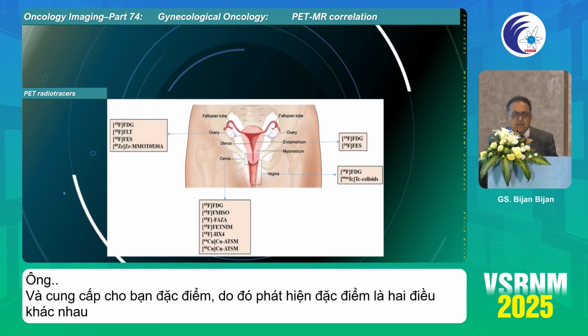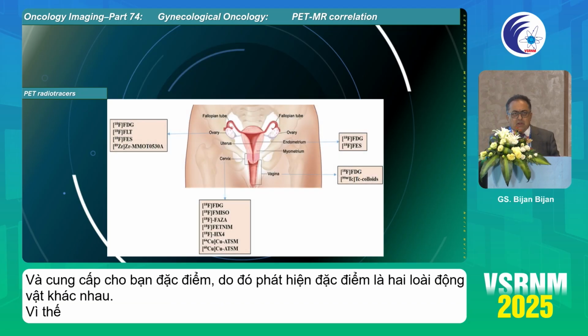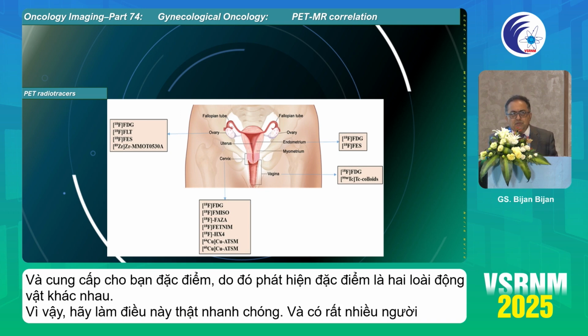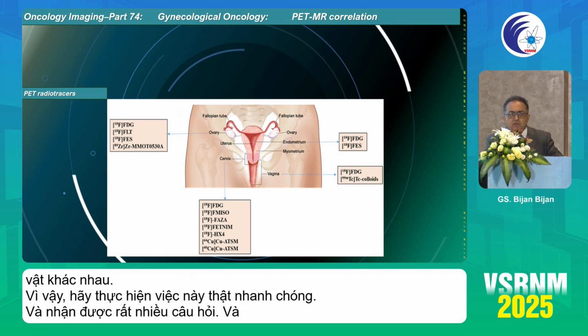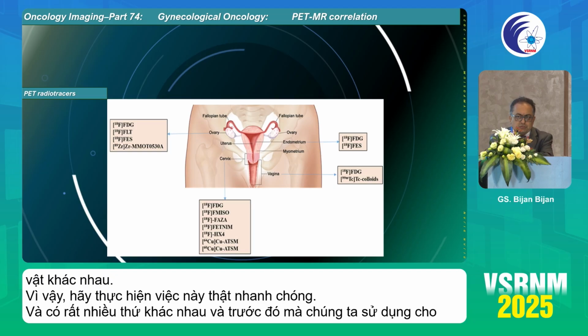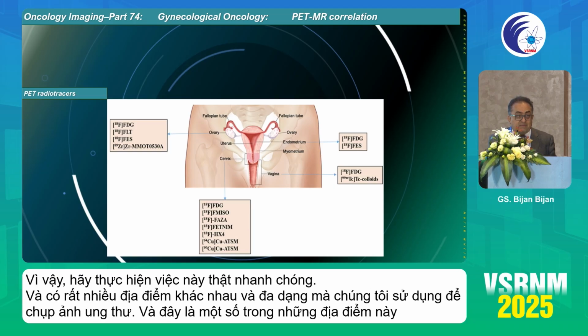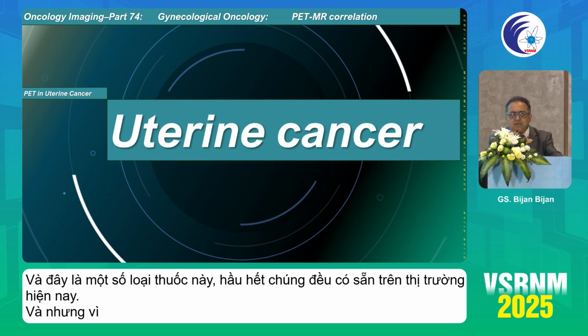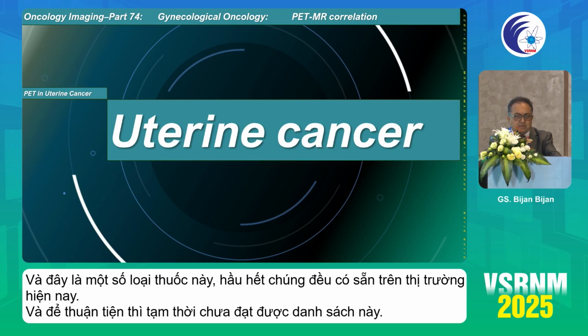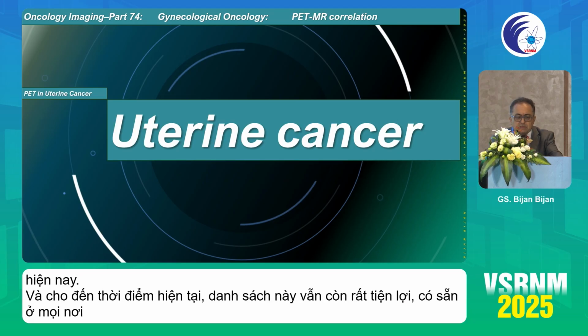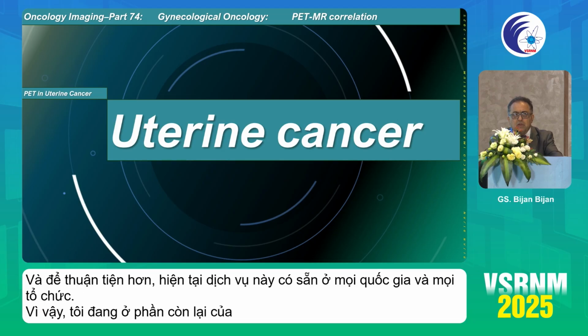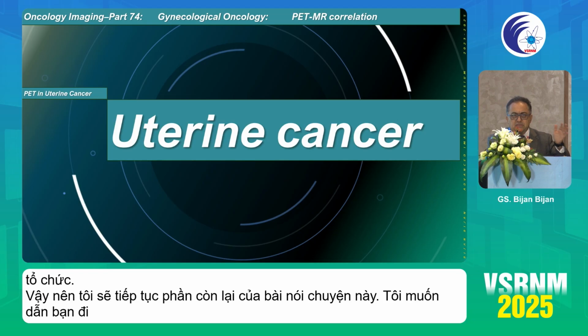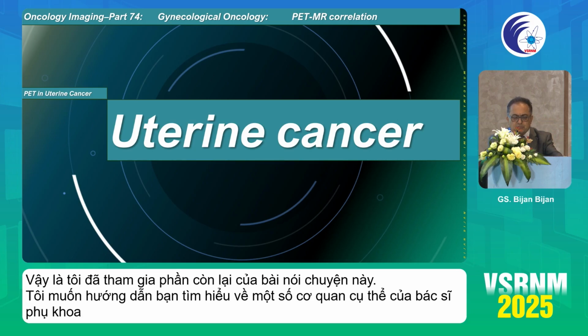Let me be very quick on this. There are a lot of different radiotracers that we use for oncology imaging, and these are a bunch of them. Most of them are actually clinically available these days. But for convenience, let's stick with the FDG for the time being, because FDG is available in every country, in every institution. In the remainder of this talk, I want to walk you through specific organs in gynecological oncology. Let's start with the uterus.